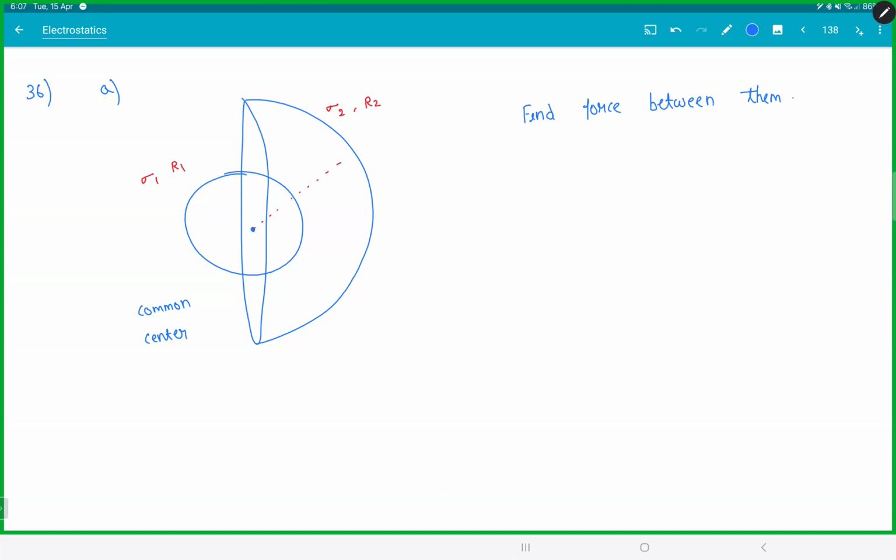I can take it as Q1, R1, Q2, R2 also. Same stuff. So this whole shell will be positive. This is also positive. So they're not going to keep quiet. They will repel each other. Yeah, both are hollow only. How can you put a solid? Both are hollow only.